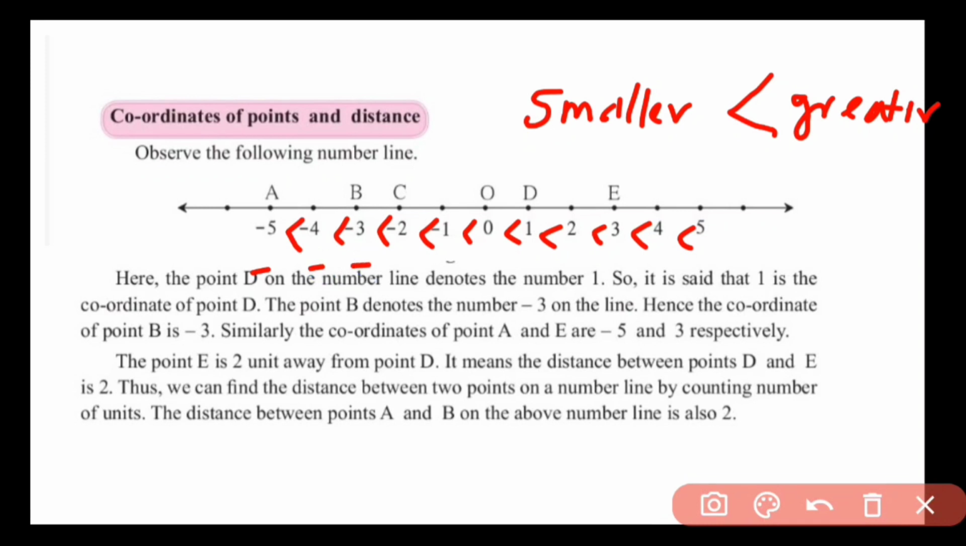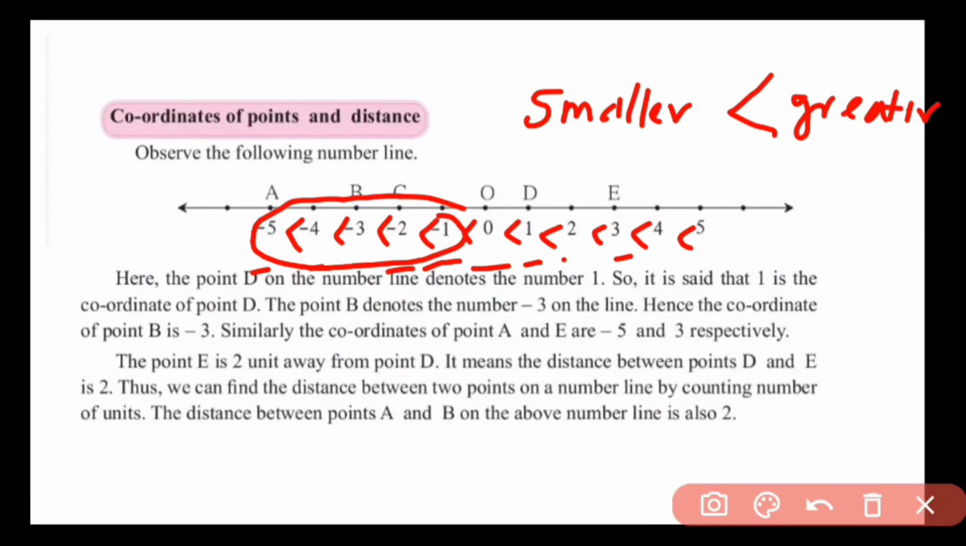Minus 3 is bigger than minus 4 and minus 5. Minus 2 is bigger than minus 3, minus 4, minus 5. Minus 1 is bigger than minus 2, minus 3, minus 4, minus 5. And 0 is bigger than all these negative numbers. Similarly, 1 is bigger than 0 and all the negative numbers. 2 is bigger than 1, 0 and all the negative numbers. 3 is bigger than 2, 1, 0 and all the negative numbers.